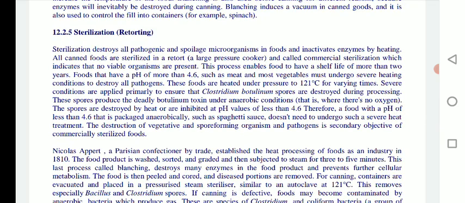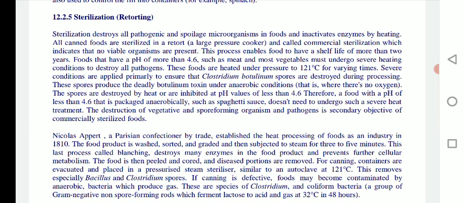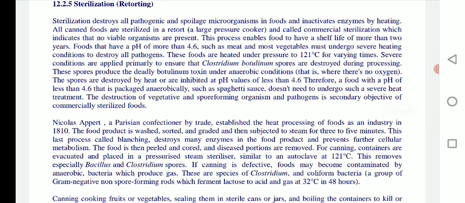So retorting. Sterilization means complete destruction or removal of all forms of life including viable endospores, and sterilization destroys all pathogenic and spoilage microorganisms in food and inactivates them by heating. All canned foods are sterilized in a retort, a large pressure cooker, and this is called commercial sterilization, which indicates that no viable organisms are present. In this process no organism is present after sterilization, and this enables food to have a shelf life of more than 2 years. So these kinds of treated foods we can keep for 2 years, which is a pretty long time.